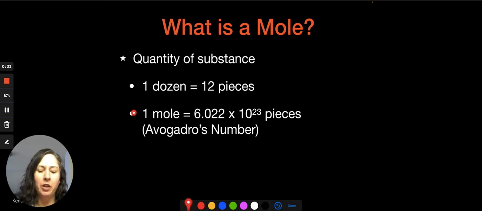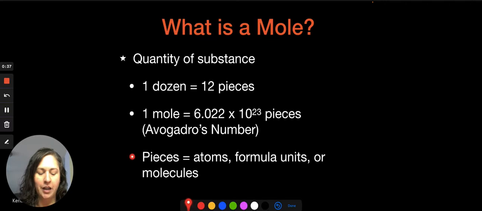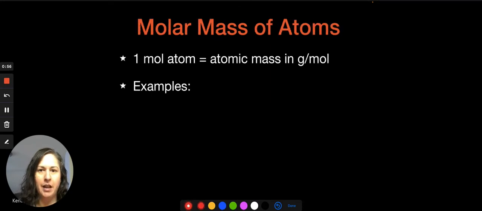And when we're looking at the number of pieces that we could have in chemistry, these pieces can represent individual atoms. We can have them represent formula units if we're talking about ionic substances, or molecules if we're talking about covalent substances. With that, we can use moles for a lot of different purposes, and we start off with molar masses because we can do a lot with molar mass.